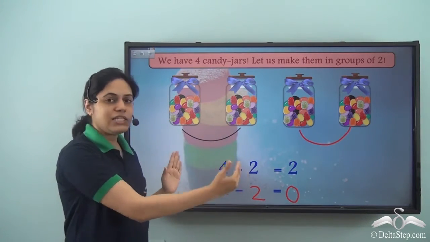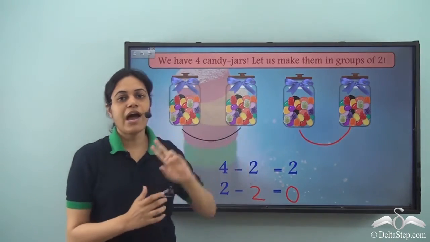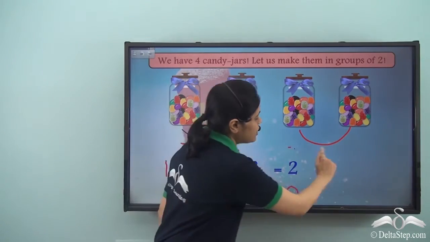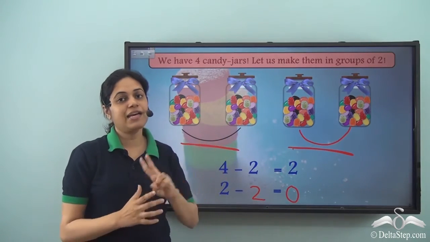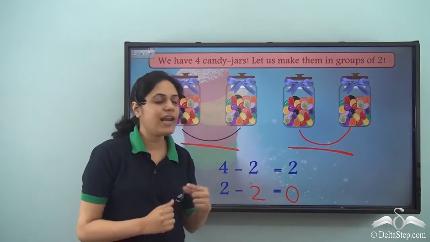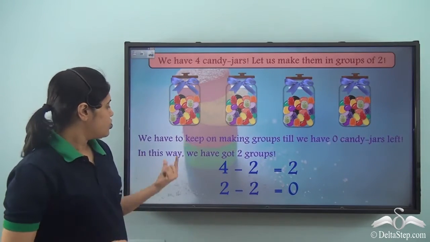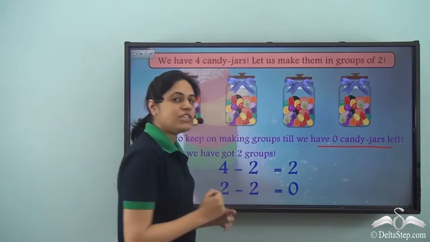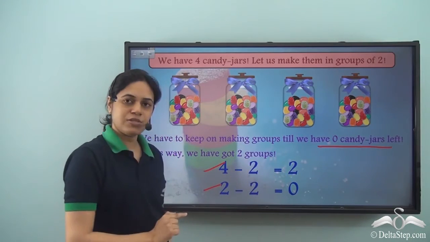So when I have these 4 candy jars, I can take these 2 and form how many groups? 2. This is the first group. This is the second group. So taking 2 candy jars at a time, I can form 2 groups. So you see, I'm forming groups till I have 0 candy jars left. So we have to keep on making groups till we have 0 candy jars left. In this way, we get 2 groups.